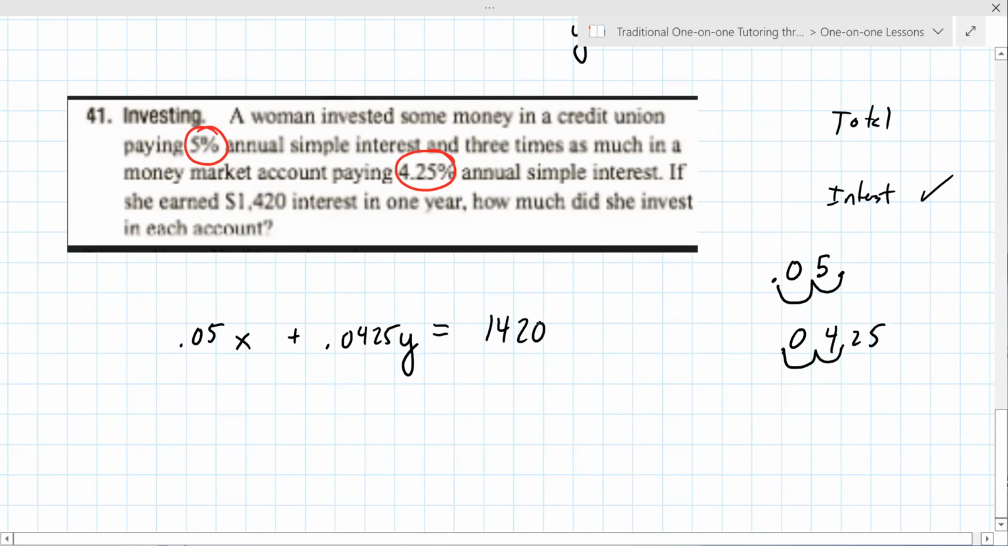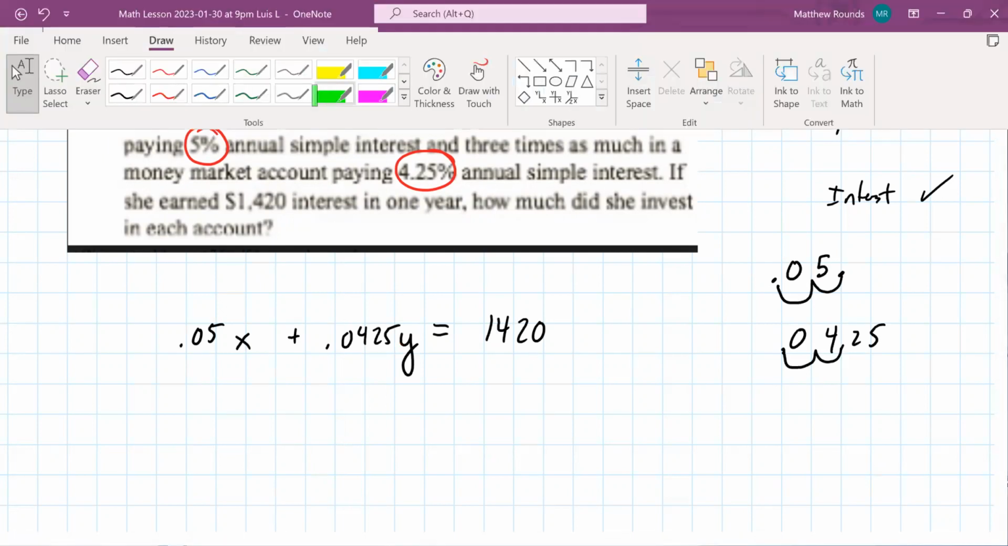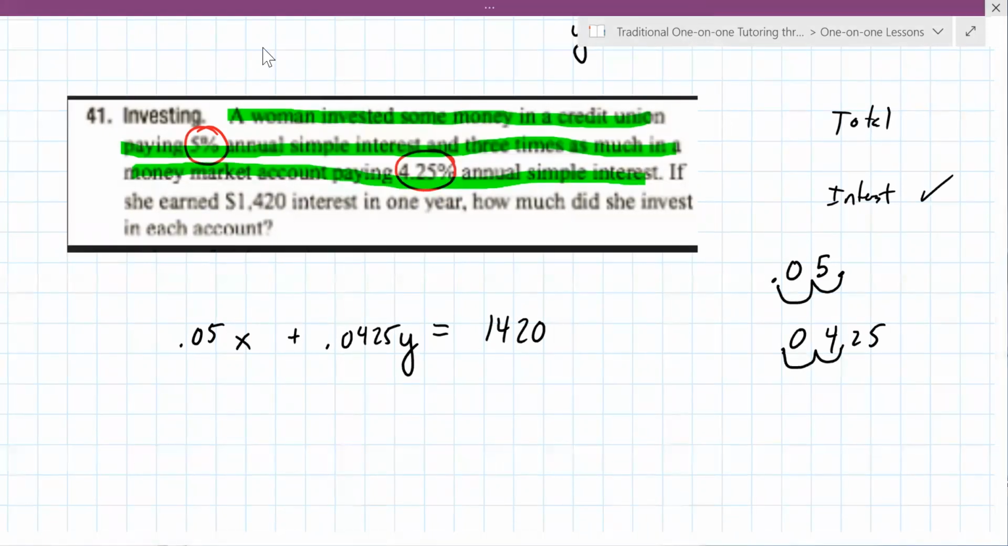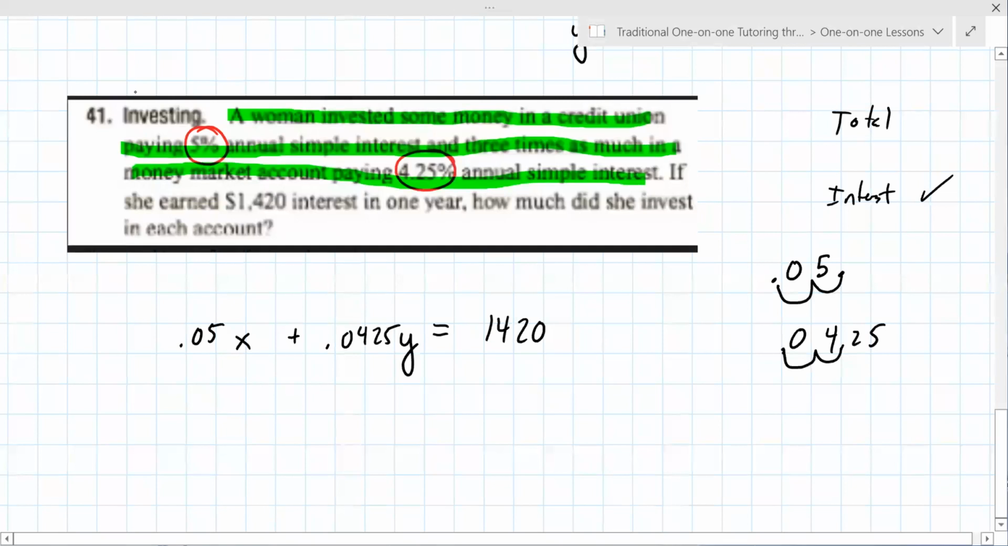Now there's something encoded in the first sentence. Could you read that first sentence one more time and tell me if you see? A woman invested some money in a credit union paying 5% annual simple interest and 3 times as much in a money market account paying 4.25% annual simple interest. So sometimes there's the total equation, sometimes there's the interest equation, but there's also what I call the relationship equation, and it's right here. 3 times.